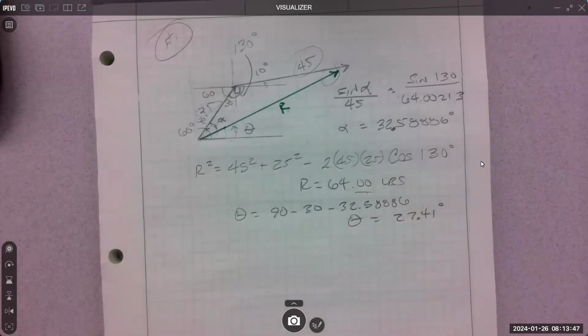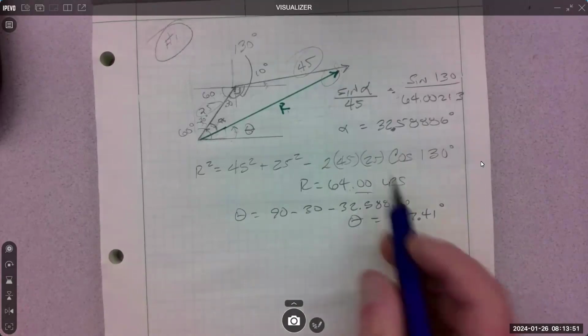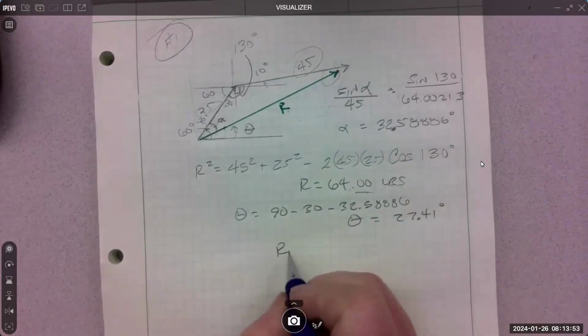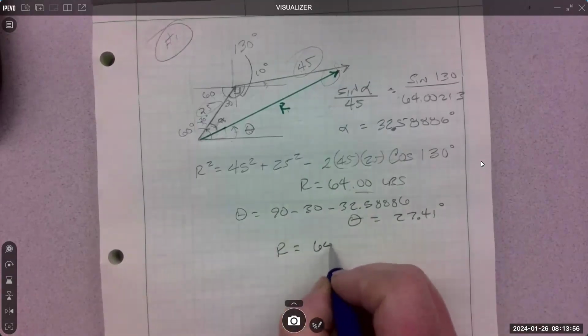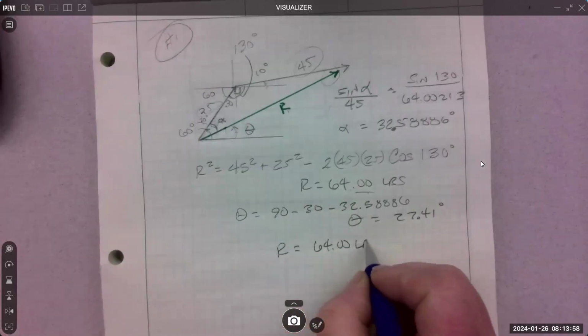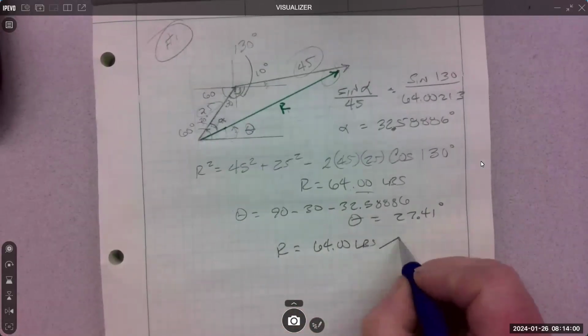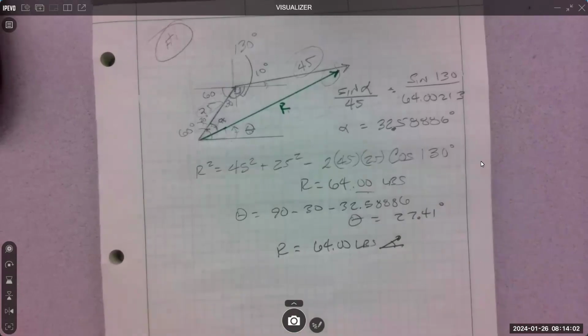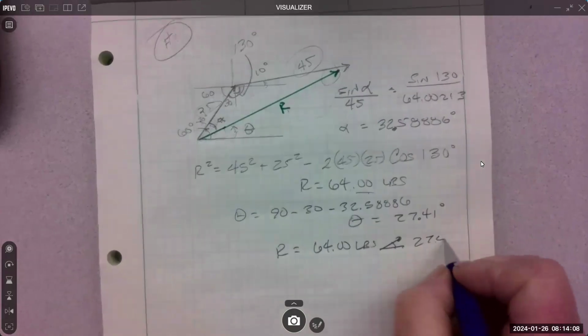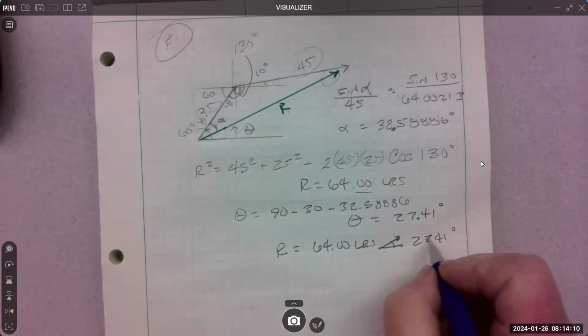Know the book got, Gina? Sweet. So the answer would be R equals 64.00 pounds at an angle of, that little symbol gives me the sense and the direction, 27.41 degrees.